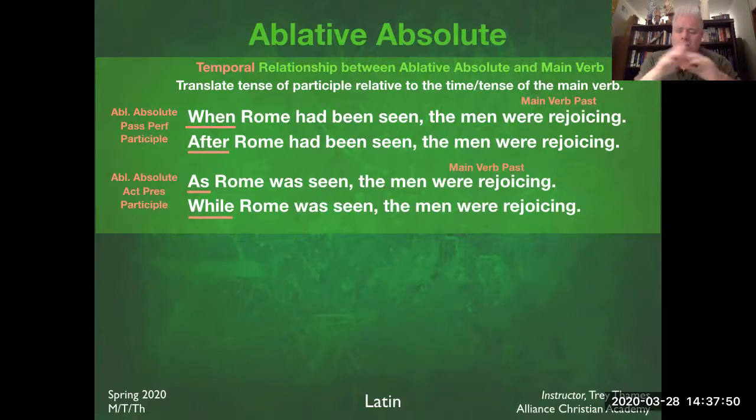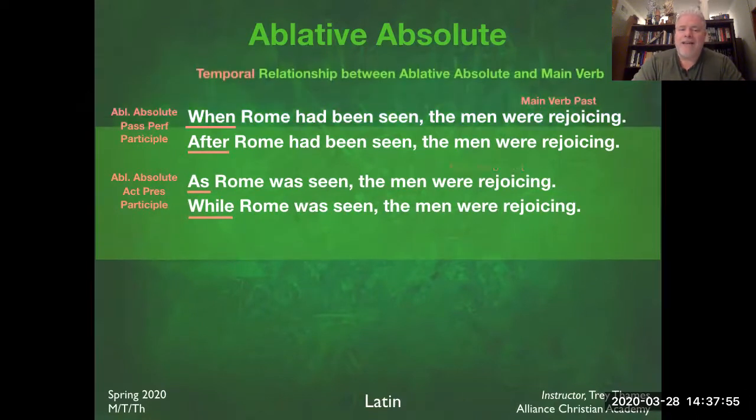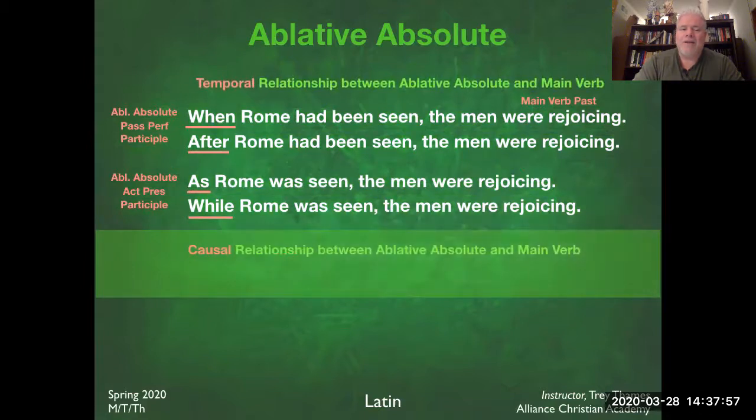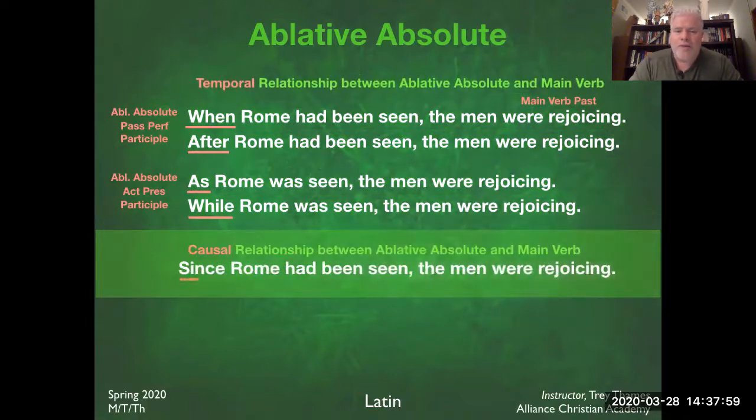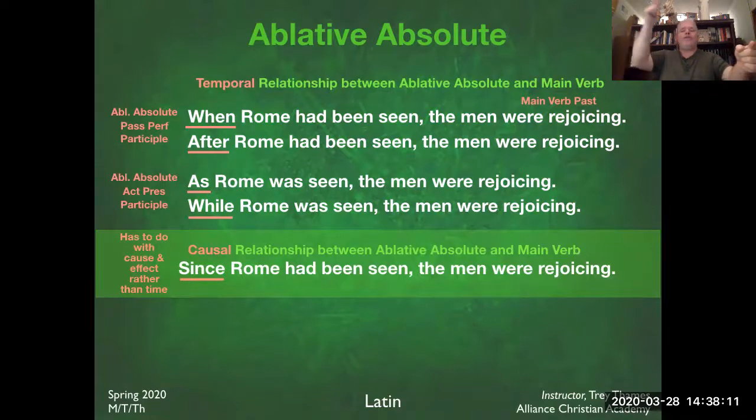Now, there are other kinds of relationships that come into play here that don't have anything really to do with time. You can have a causal relationship between the ablative absolute and the main verb. So in other words, since Rome had been seen, the men were rejoicing. This has to do with cause and effect. The fact that they saw Rome caused them to rejoice. Because of that, the word since would be better to translate here. Since Rome had been seen, the men were rejoicing.